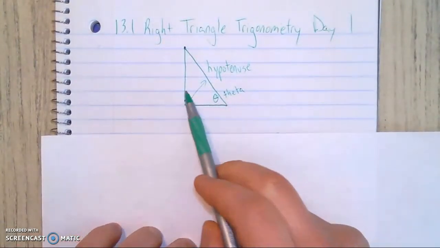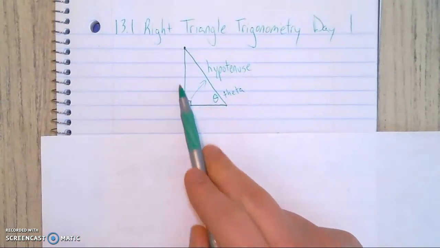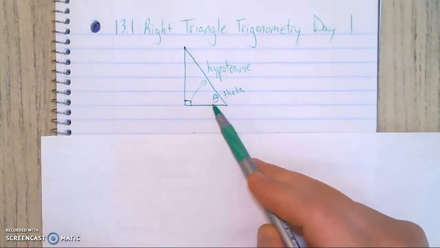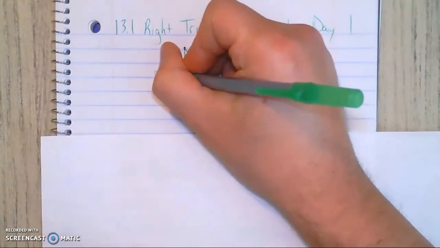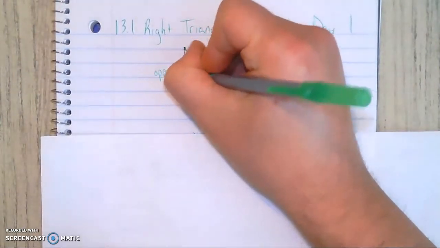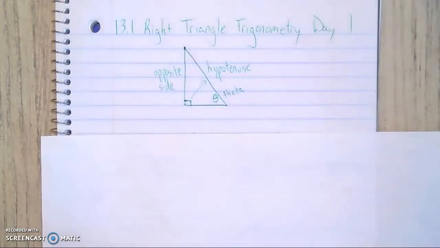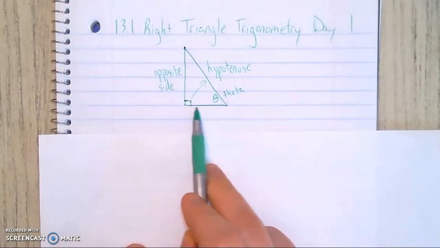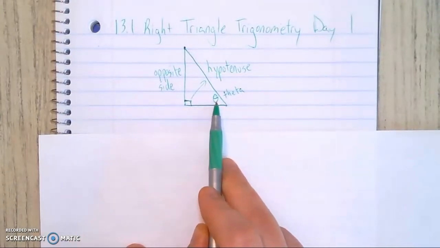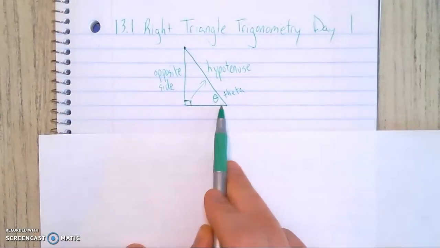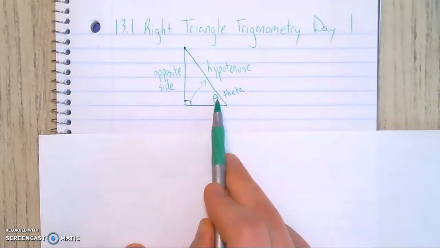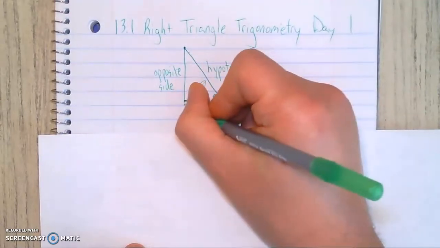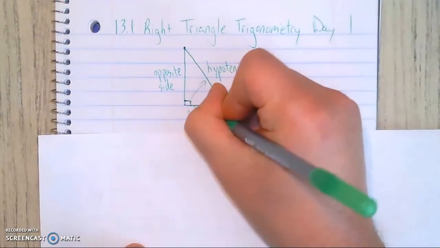So when I look at this side over here, as it relates to theta, it is across from theta. We call that the opposite side. Opposite meaning across from, it's across from theta. And then when I look at this bottom side, that is actually connected to theta, well then that is the adjacent side. Adjacent means next to, and this side is right next to theta. So that's called the adjacent side.